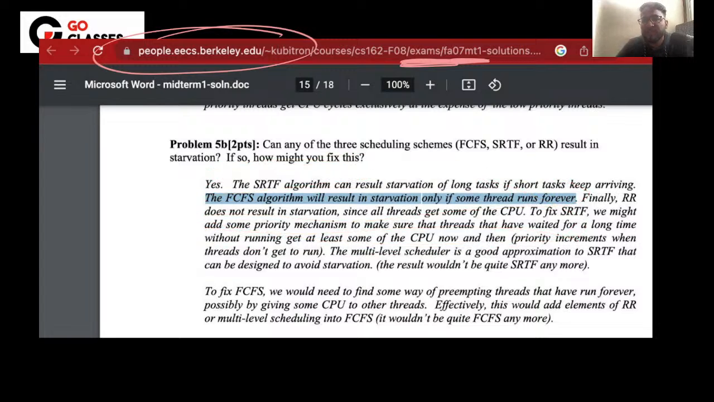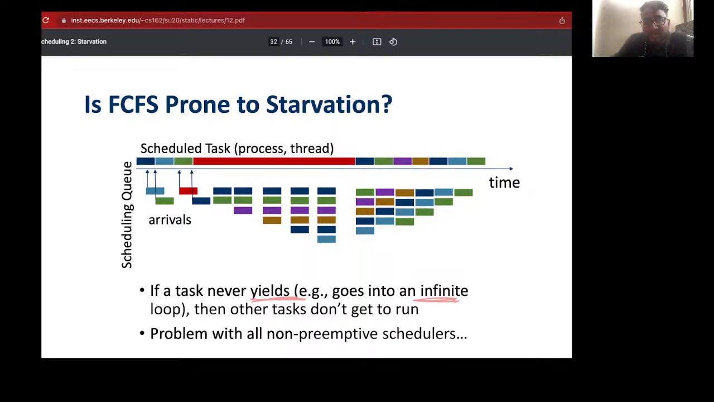See this clearly. That is given by Berkeley University, which is known to be a top-notch university in this world. So they have clearly said that the first come first serve algorithm can even suffer from starvation. Not just first come first serve. What they have said is that this is the problem with all the non-preemptive schedulers. This is the problem not just with FCFS or any particular non-preemptive scheduler.